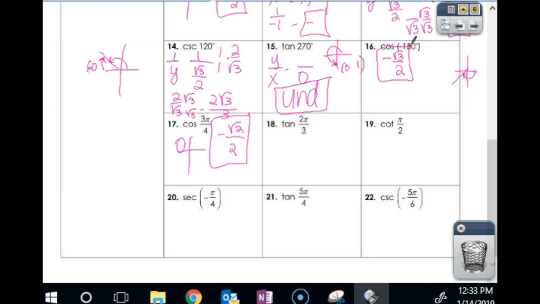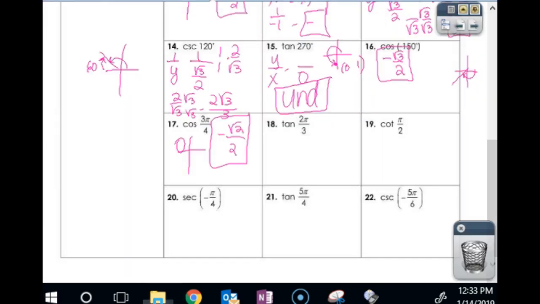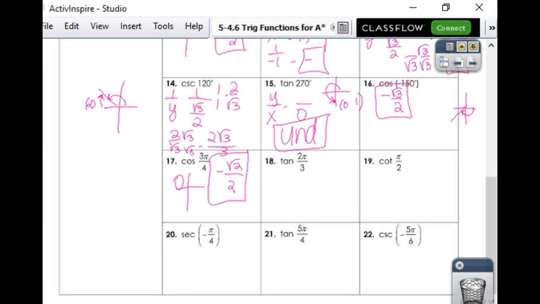Okay, all of you try the last 5. Last 5. No? Okay, so what did you get for 18? Okay, we'll wait.